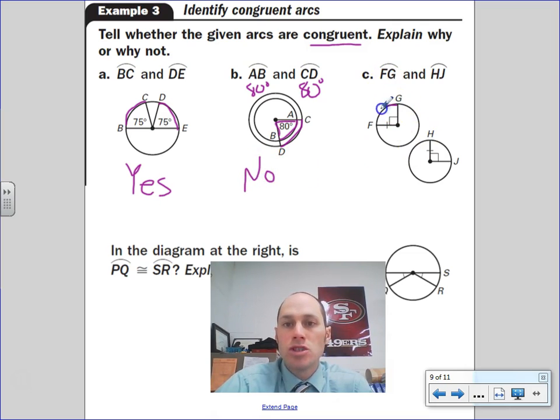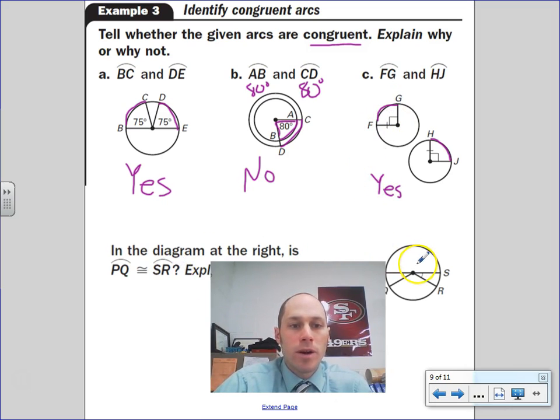And then arc FG and arc HJ. Their central angles are both 90 degrees. The radii of the circles are both congruent. So we'd have to conclude that the arcs are congruent as well, since the circles are congruent and they have the same measure.